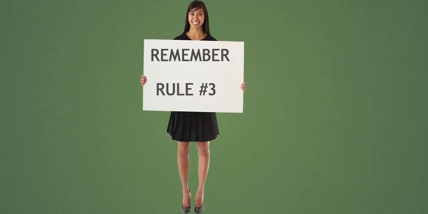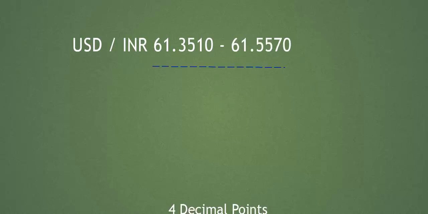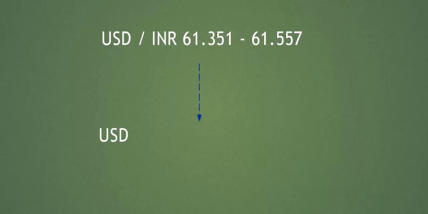Remember, rule number 3. We will always use exactly 4 decimal points. No 3 decimals, no 2 decimals, and no 5 decimals, but exactly 4 decimals. So if a quotation has 3 decimals, then we will add a 0 at the end to make it 4 decimals.